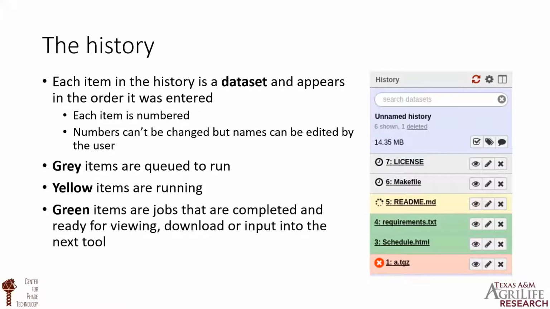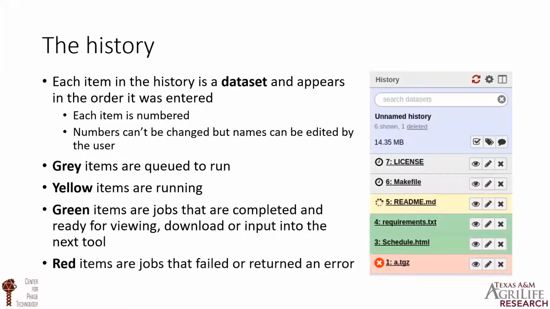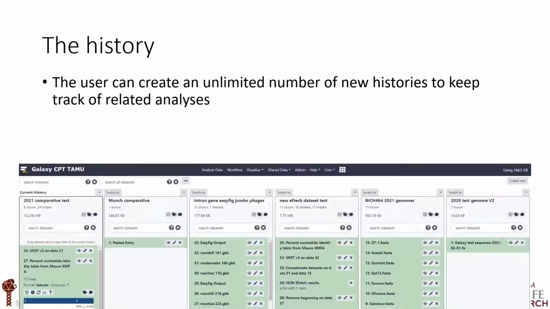Green items are jobs that are completed and ready for viewing. They can be downloaded by the user, or they can be input into the next tool. Red items are jobs that failed to run or returned an error. In the case of red jobs, the user can investigate the bug report which is generated to determine if it's a user error or a problem with the system.